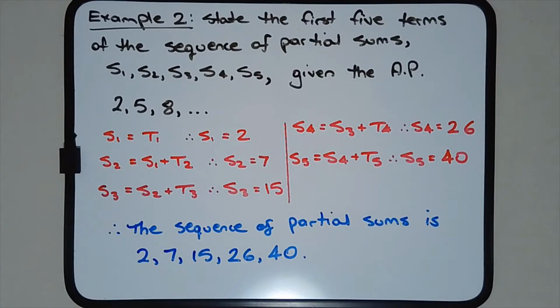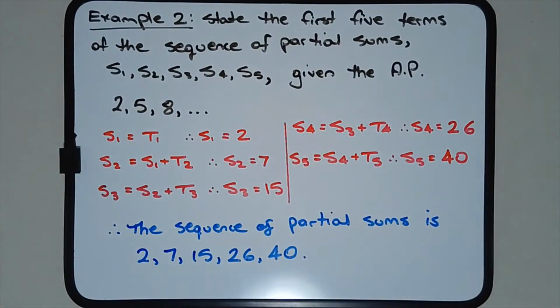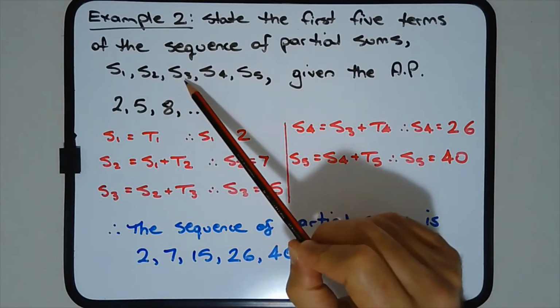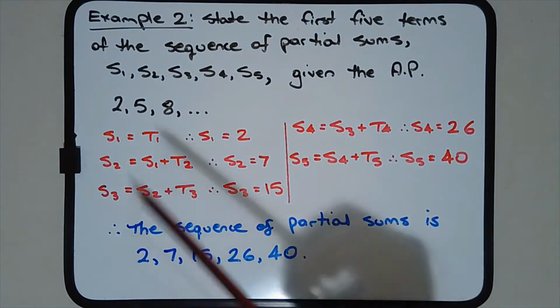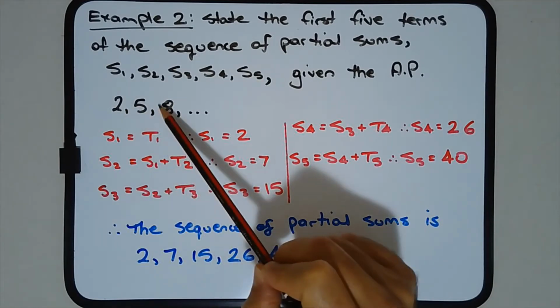Example 2. State the first 5 terms of the sequence of partial sums, S1, S2, S3, S4, S5, given the arithmetic progression 2, 5, 8, and so on. S1 represents the sum of one term of the AP. S2 represents the sum of the first 2 terms. S3 represents the sum of the first 3 terms, and so on. The AP itself, 2, 5, 8, has first term of 2, common difference of 3.